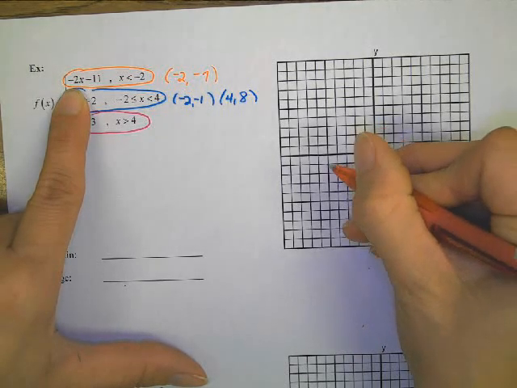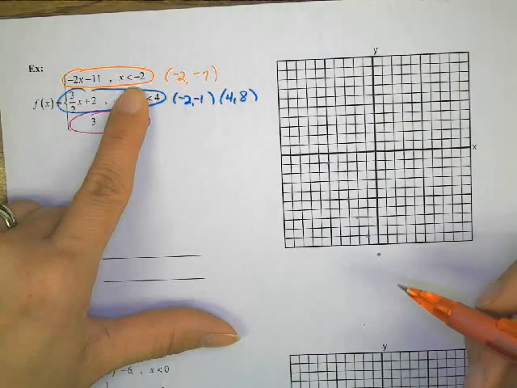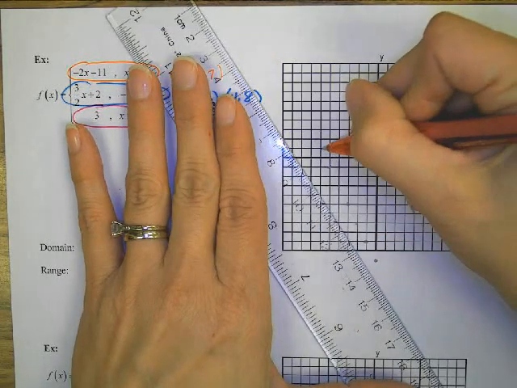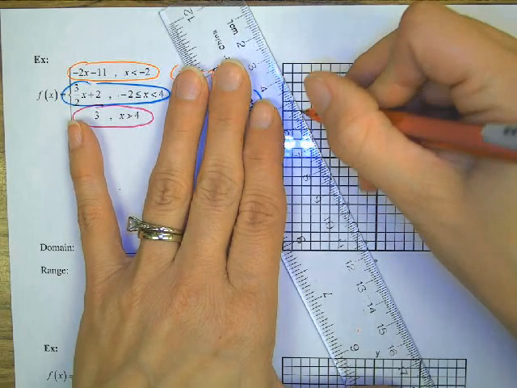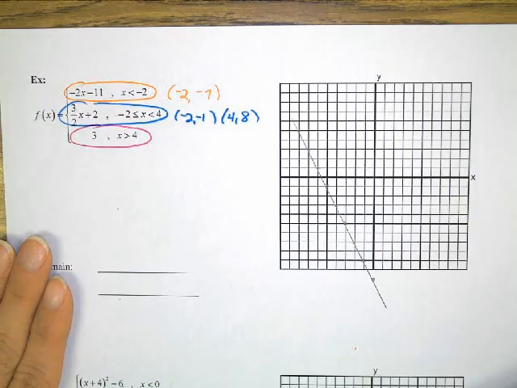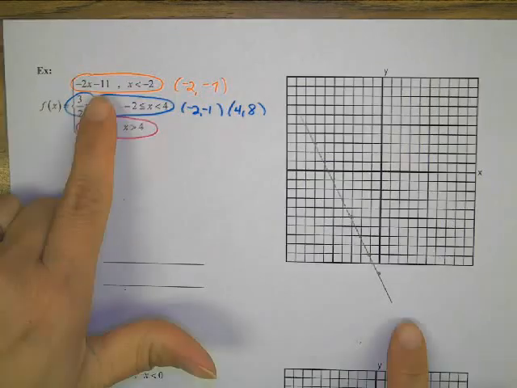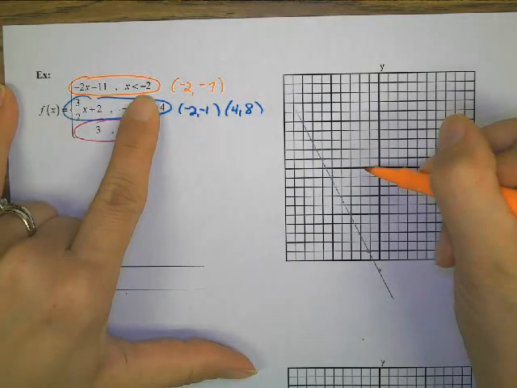Okay, so first let's just get this line graphed. Up 2, left 1, up 2, left 1, up 2, left 1. There we go. Okay. Do I want that whole piece? No. So now it's time to go ahead and get your marker. At negative 2, I said the point was going to be negative 7. Is that right? Yes. Okay. Open or closed bubble right there? That's going to be an open bubble.